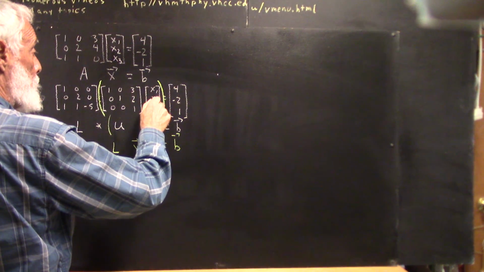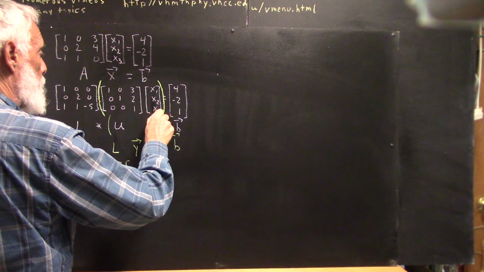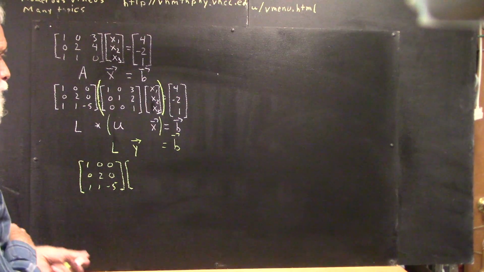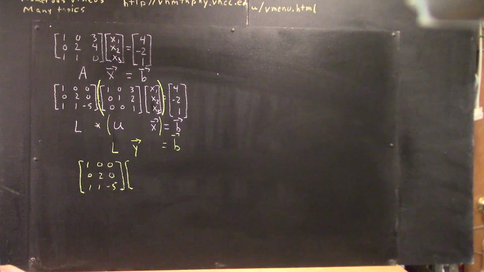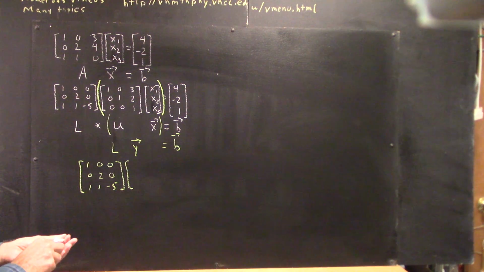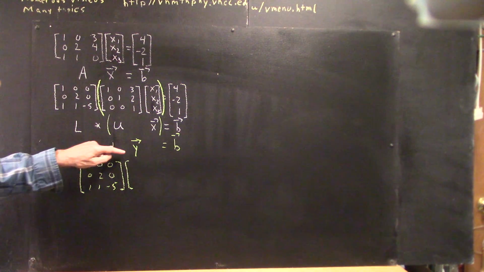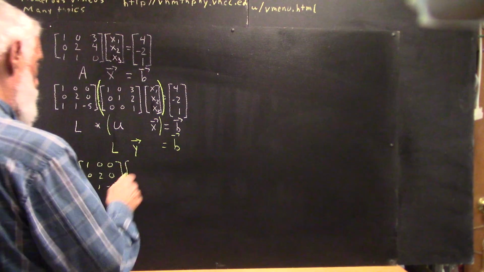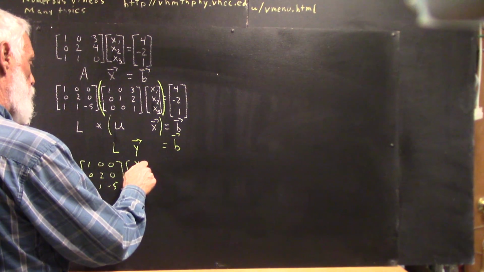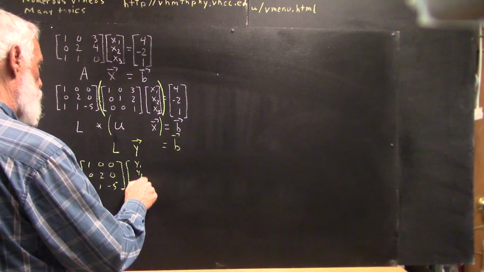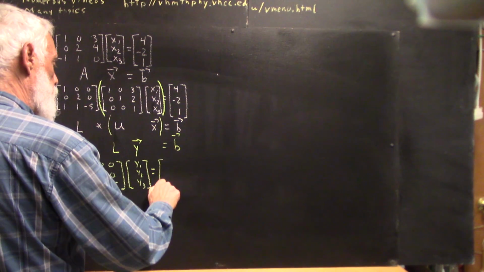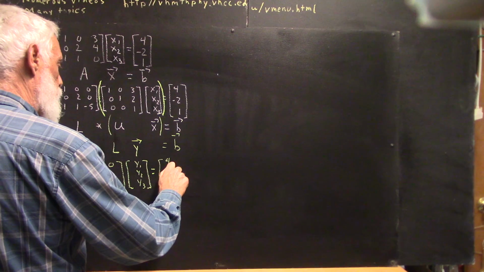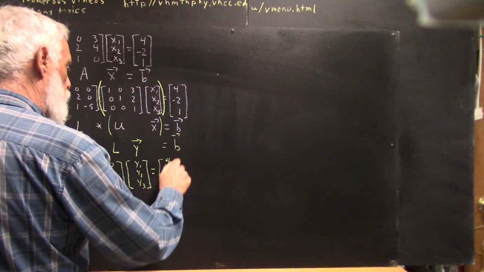So now my X vector consists of three variables, X1, X2, X3. And there's a certain elegance to that. So now, with that change, I'm safe using Y here. And then I'm going to use, of course, Y1, Y2, Y3. And my B vector is 4, negative 2, 1.